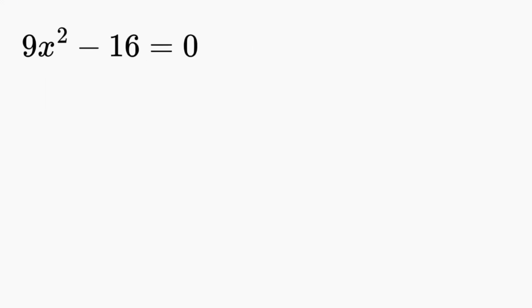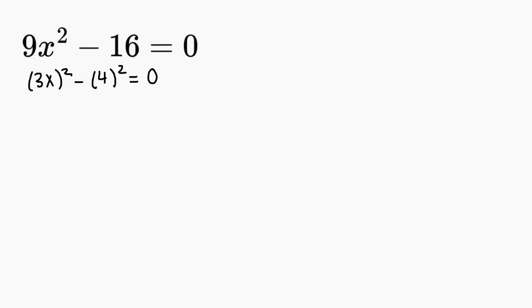Here we have 9x squared minus 16 equals 0. Our first check is to see whether it's a special product. Does this look like the difference of squares or a perfect square trinomial? Actually, yes. It looks like the difference of squares. In this case, it's a difference of (3x) squared minus 4 squared.